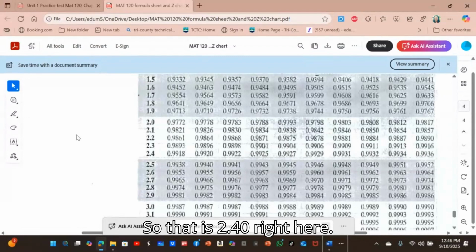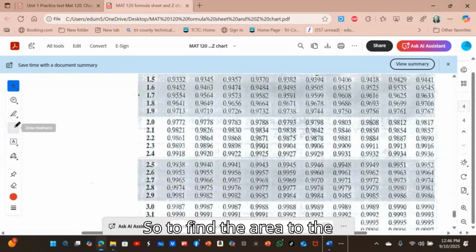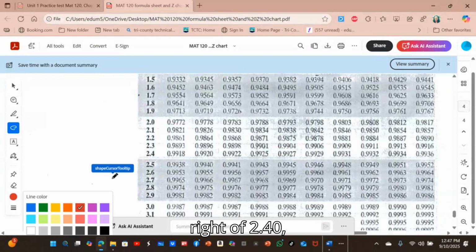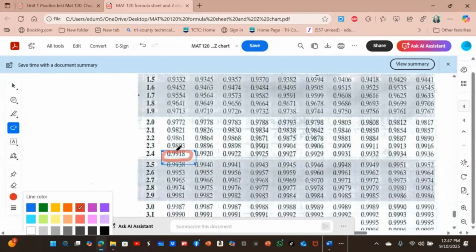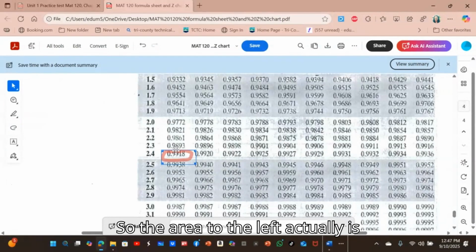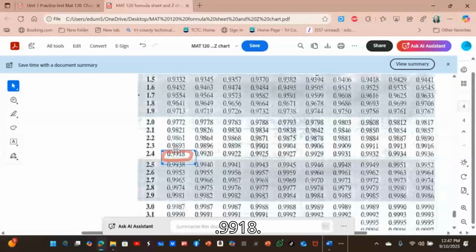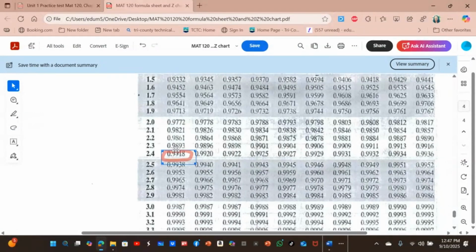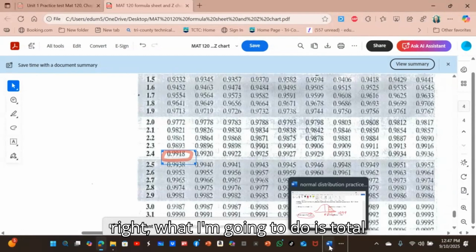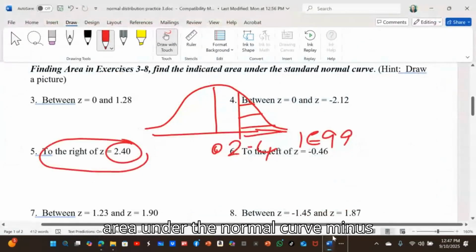So to find the area to the right of 2.40, right here, the area to the left actually is 0.9918. So since I am looking for the area to the right, what I'm going to do is take the total area under the normal curve minus 0.9918.